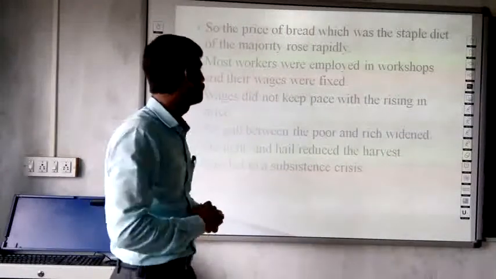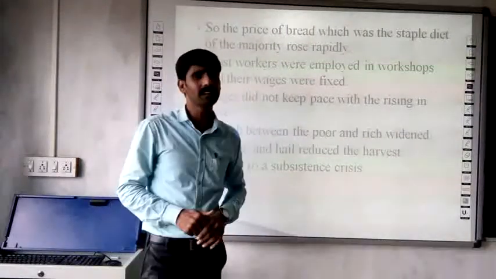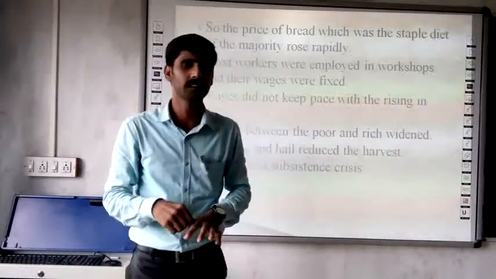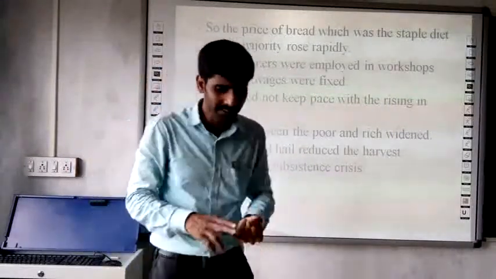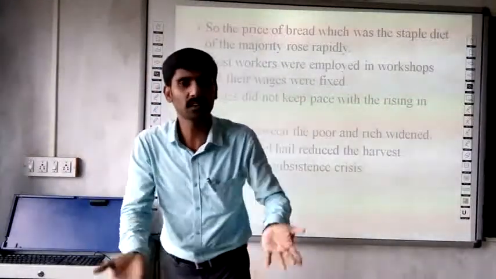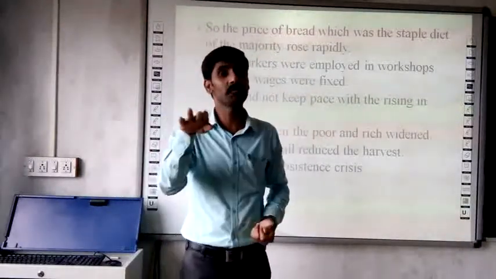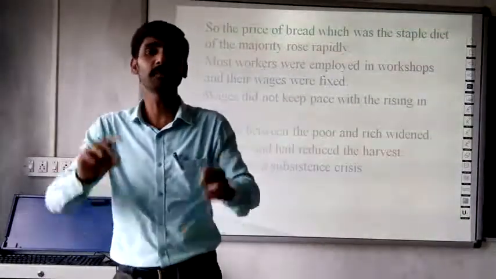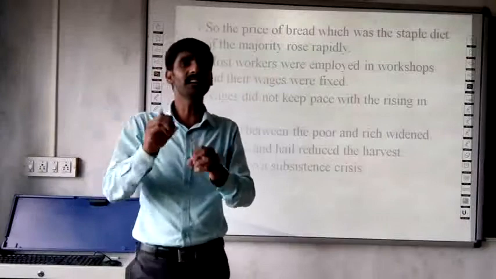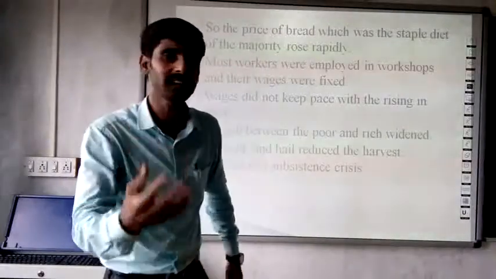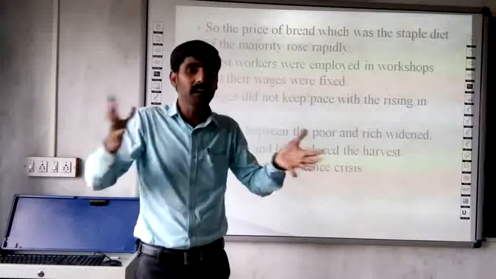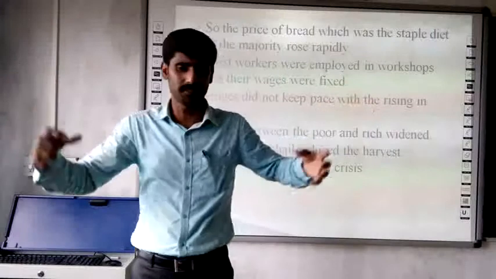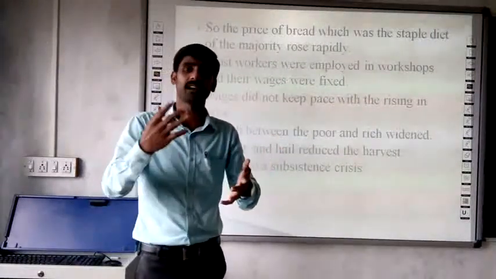Most of the workers were employed in workshops whose wages were fixed. The price of food grains rose rapidly, but the wages could not keep pace with rising prices. Their wages were fixed. Owners did not increase their wages, their salary. Now, this widened the gap. It created a gap between poor and rich.